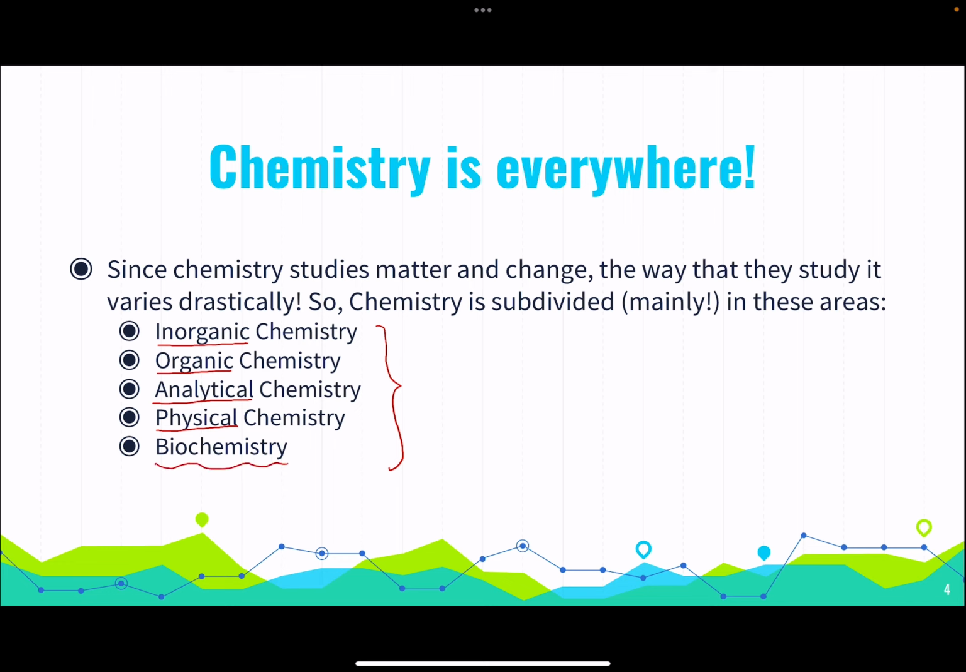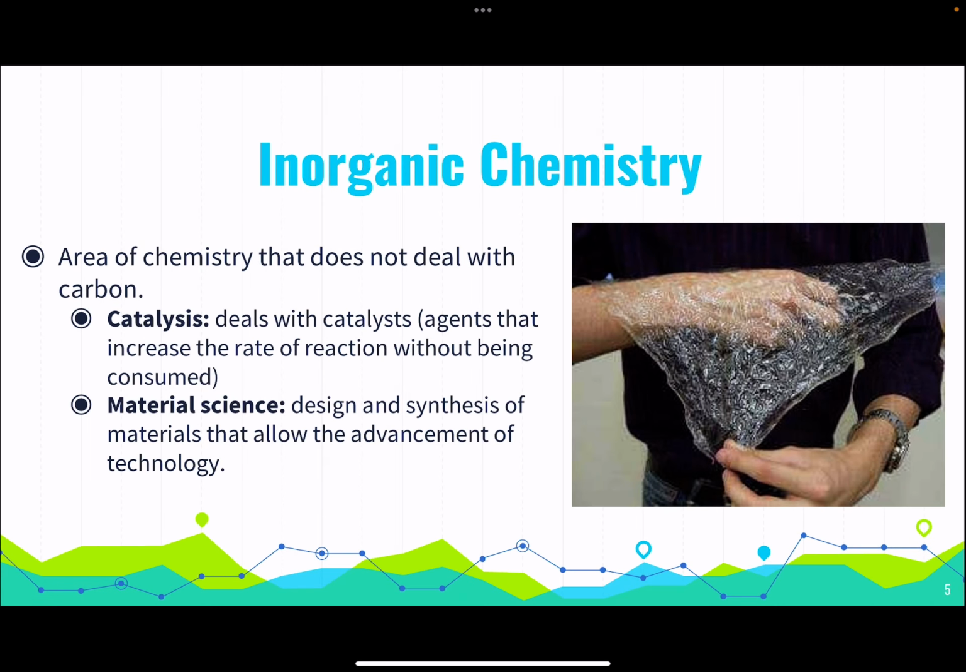So biochemistry is obviously related to biology and obviously to medicine, right? So that's why it's so important, and people like biochemistry a lot. It's also related to nutrition, it's related to sports medicine, etc. So let's start with inorganic chemistry. Inorganic chemistry is actually the chemistry that we're going to study this course, and it's usually the first chemistry that we study. It is the area of chemistry that does not deal with carbon. So every other element in the periodic table that is not carbon is something that we're going to see.